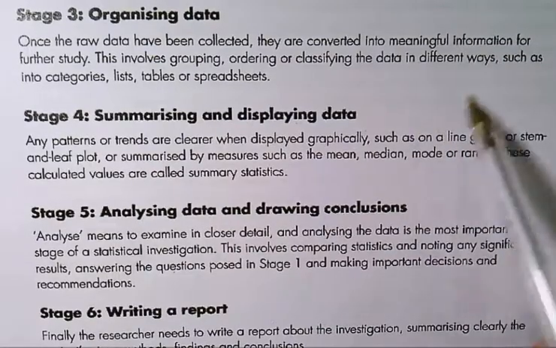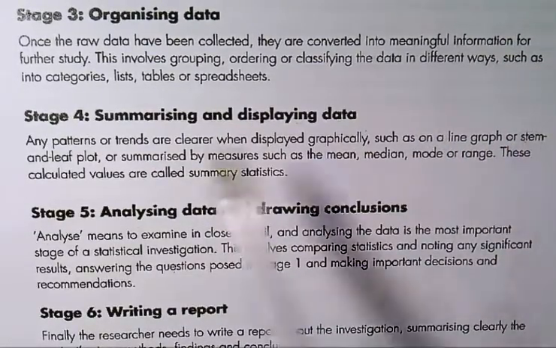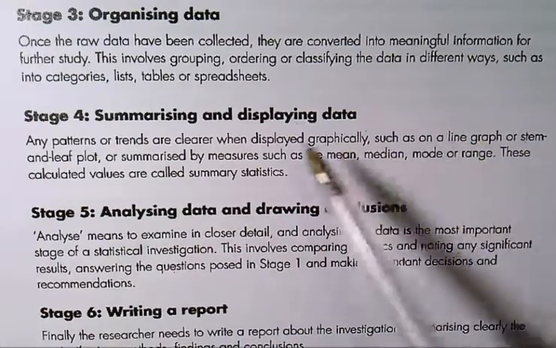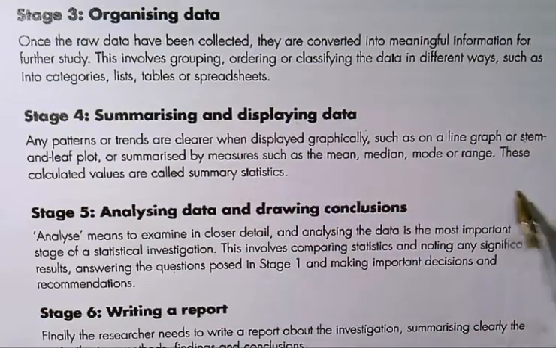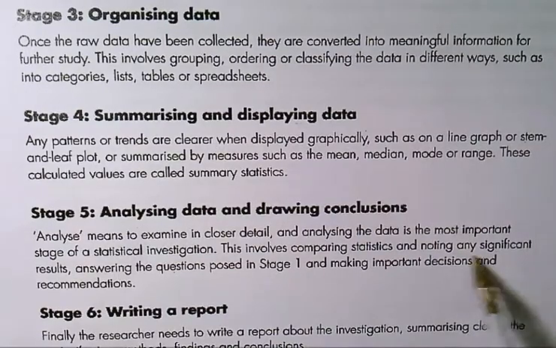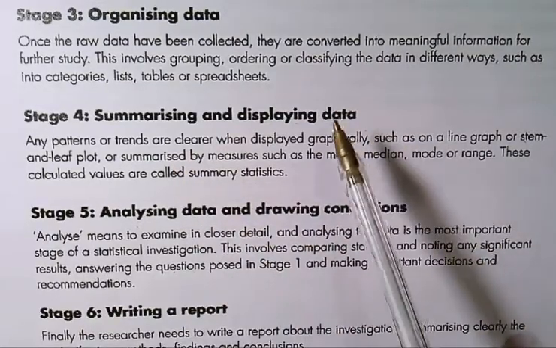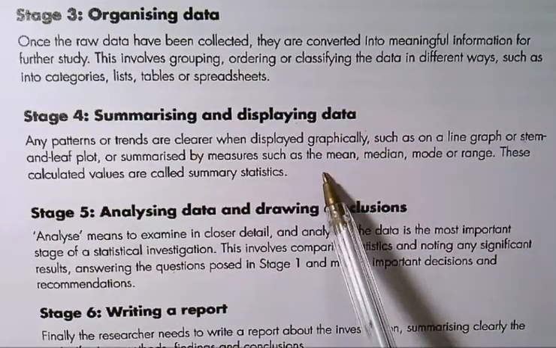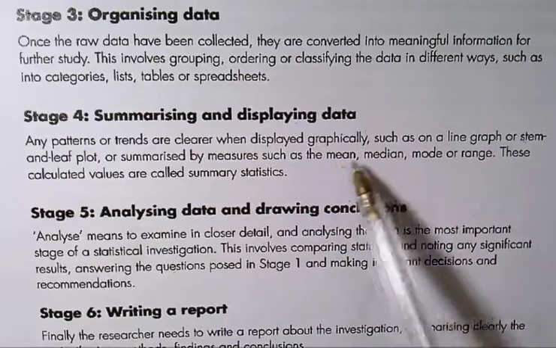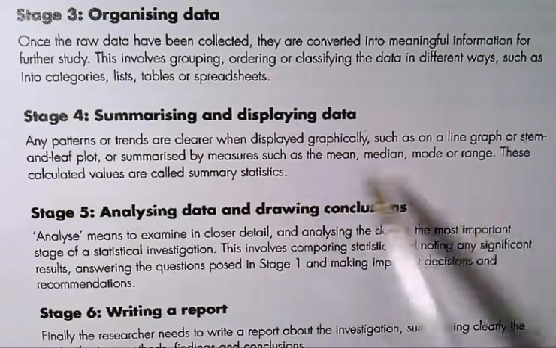So a line graph might show trends over time. A stem and leaf plot will just show how many are in the 10s, in the 20s, in the 30s, etc. And then we'll look at things like the mean, mode, median or range. You'll be able to see things like that a lot better.